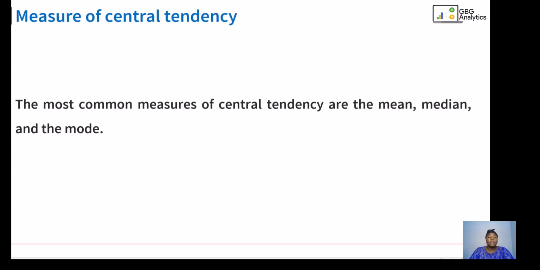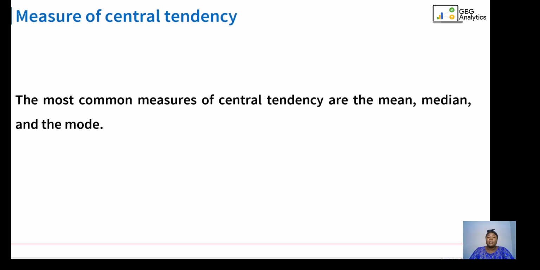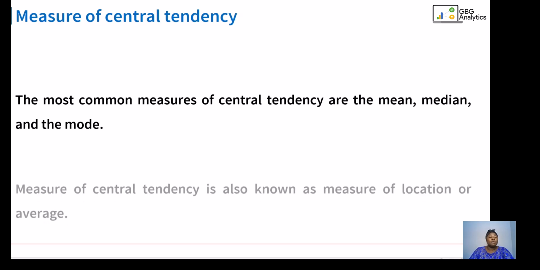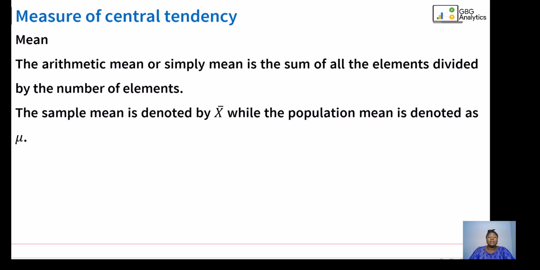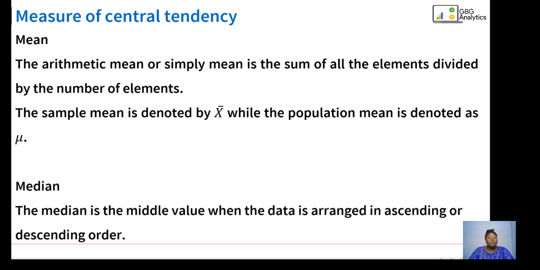So what is a measure of central tendency? The most common measures of central tendency are the mean, the median, and the mode, and these are usually known as measures of location or average. The mean is simply the arithmetic mean, which is the sum of all elements divided by the number of elements, and the mean is usually denoted by x-bar for a sample mean, while the population mean is denoted by the symbol μ. The median is the middle value when the data is arranged in ascending or descending order.